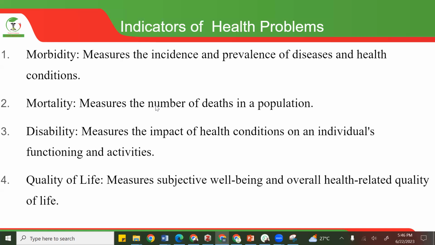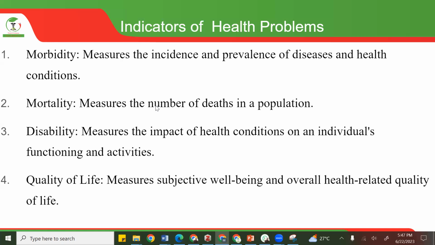And then sometimes you have disability. The person may not really die of the condition, but may get a disability. They become disabled and can no longer work as they used to. So that is disability. And then quality of life is general well-being. If you get a condition, you are not going to work as you used to, so your general quality of life goes down. So these are things that we have to look at.